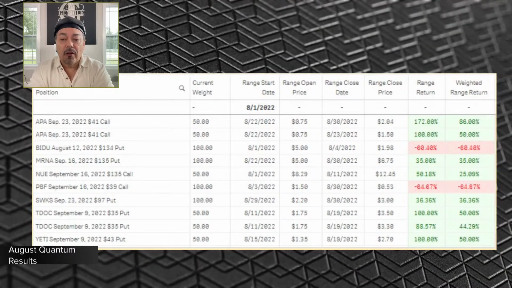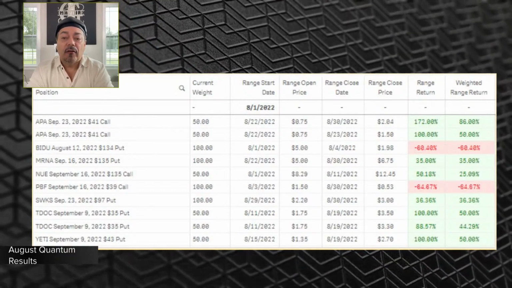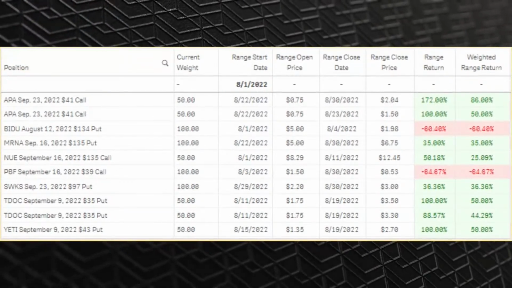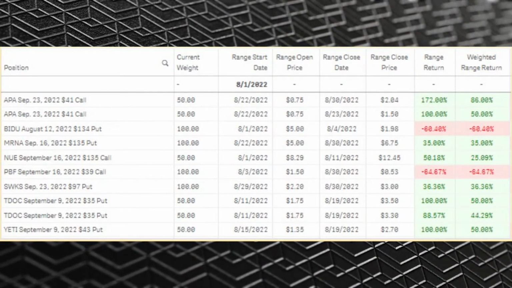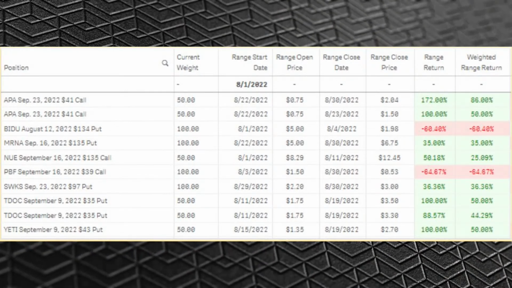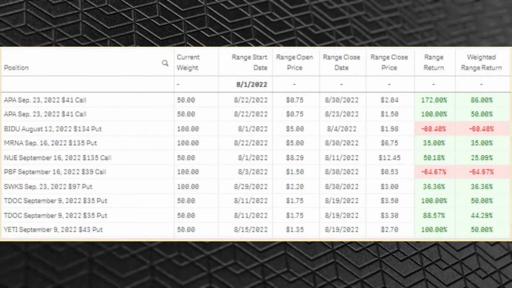All right, there's Moderna with a 35% gain. NUE, that was a 50%er on that first half. We're still sitting on half of that trade. It's still yet to close. PBF, that was a loss. That was a trade that was put on back on the 3rd, and we ended up taking it off on the 30th.